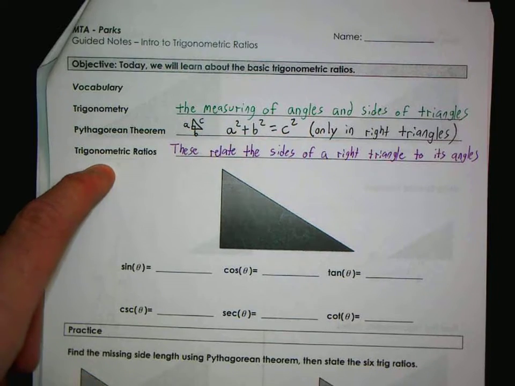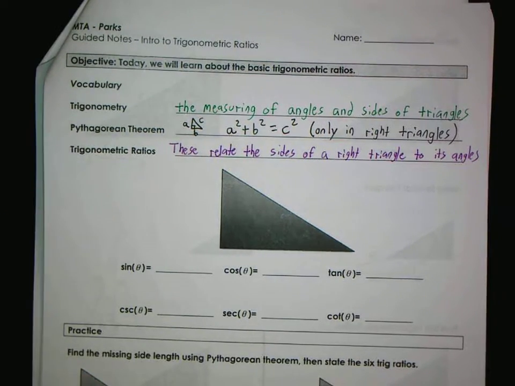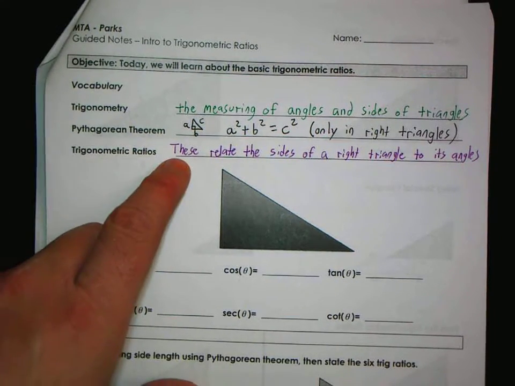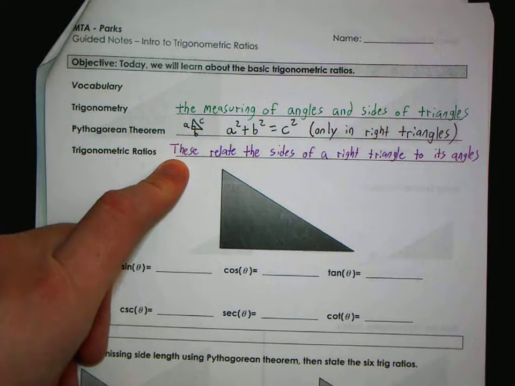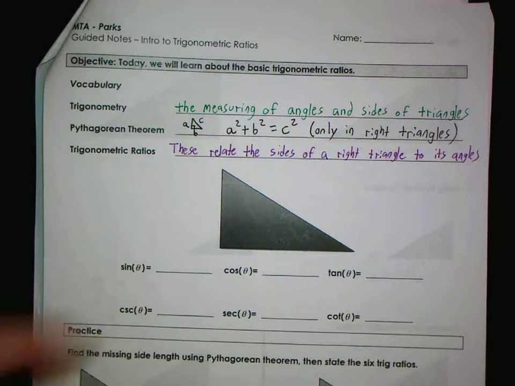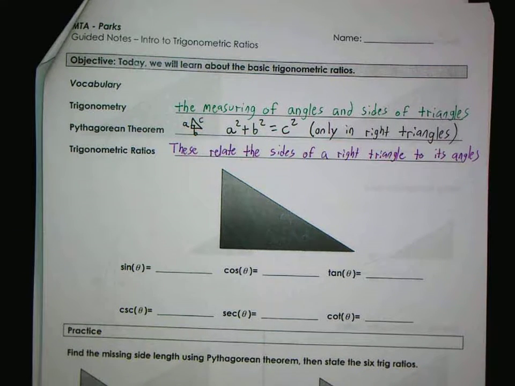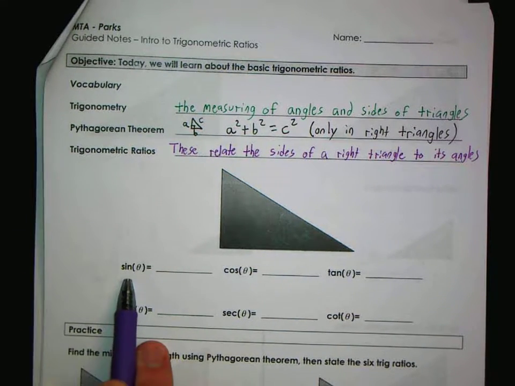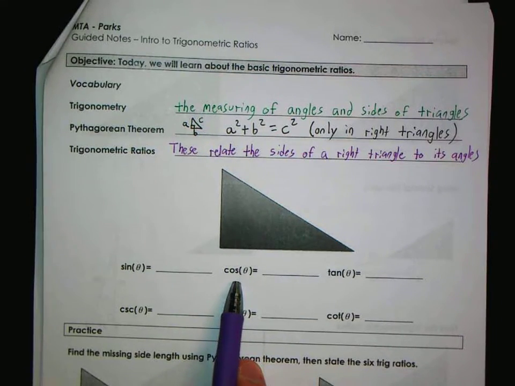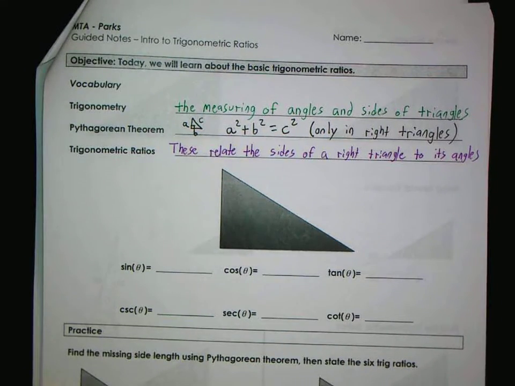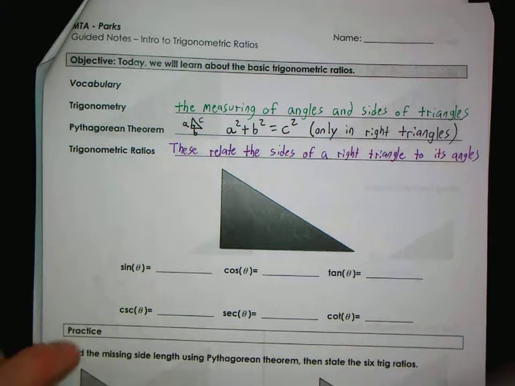Now there's something called trig ratios, triangle ratios, and basically it's a proportion that relates the sides to its angles. For example, we have the trig ratio, or trig function, sine, cosine, and tangent. So let's say this is a right triangle.